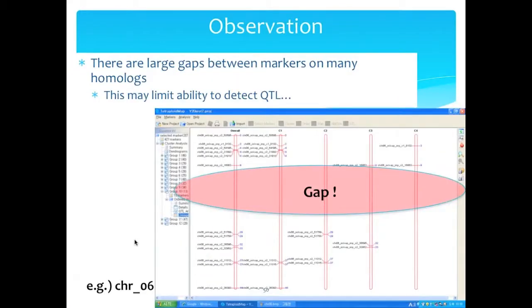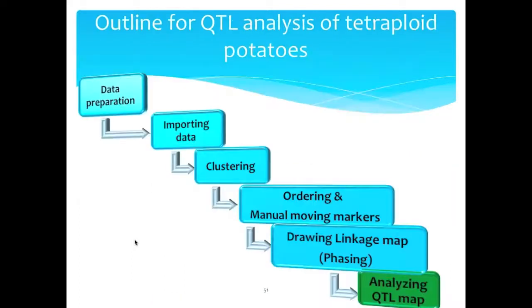So, as I just said, there are large gaps between the markers on many homologs. And I think they may limit the ability to detect QTL. So I think further research is needed to explain these gaps. Nevertheless, when I used the TetraploidMap, I could get some significant QTL peaks. So this reflects that TetraploidMap is still a powerful tool for QTL analysis.